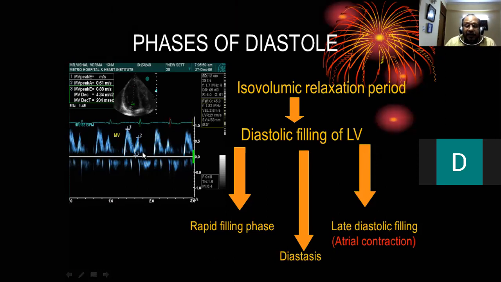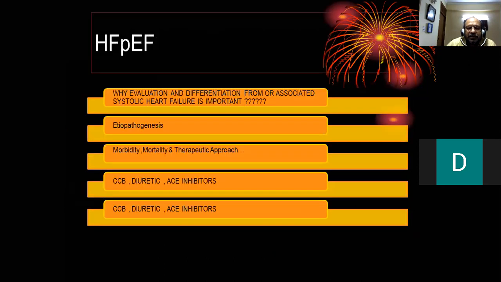So in the cardiac cycle, we have systole. Before the systolic wave, we have isovolumic contraction time, systole, isovolumic relaxation time, E wave, diastasis, A wave, and the most important part is the deceleration time in mitral flow patterns.